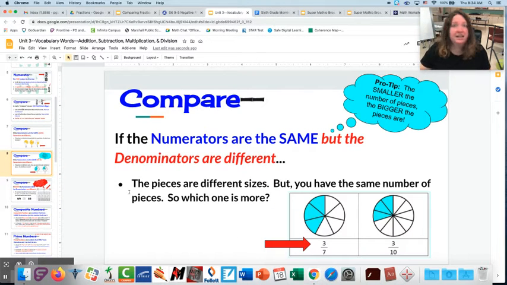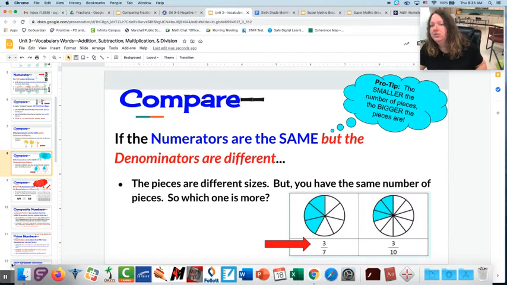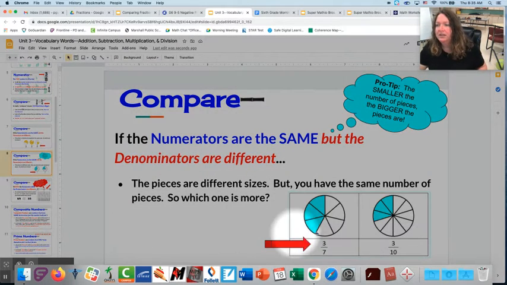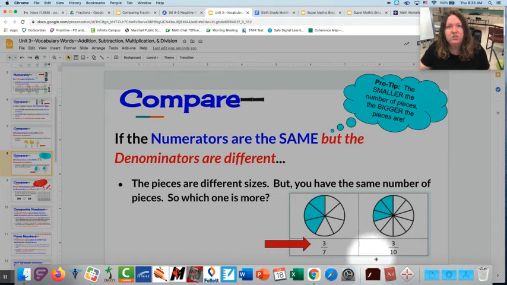What if the denominators aren't the same, but the numerators are the same? The top number is the same. Let's take a look at this. The pieces are different sizes. This one, it's 3/7 compared to 3/10. The numerators are both 3. So we see 3 out of 7 pieces and 3 out of 10. So the pieces are different sizes.